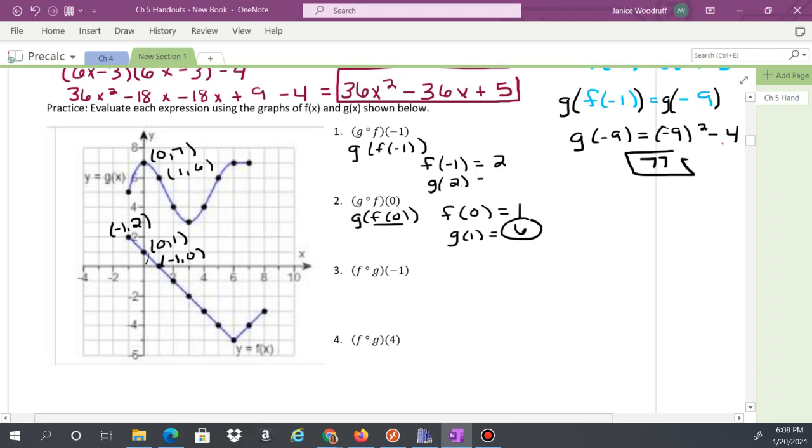Okay, so then g of 2, here's 2. That'll give you the 4, so 2, 4. So yes, the answer to number 1 should be 4, not 7. If it were f of positive 1, it would be 7. Okay, so then number 3, you have f of g of -1.